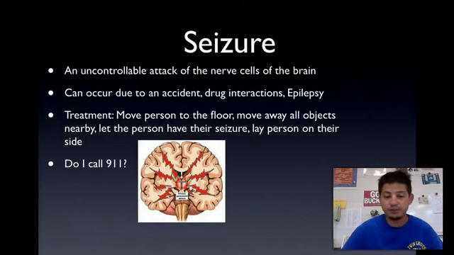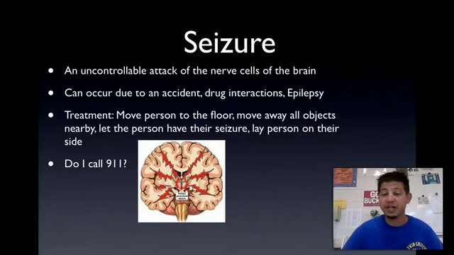So what do you do? First and foremost, move the person to the floor. Move away all objects nearby, because during a seizure they might be moving all over. They're not going to know what's going on. Let the person have their seizure. They won't last very long, maybe 30 seconds, 45 seconds to a minute.